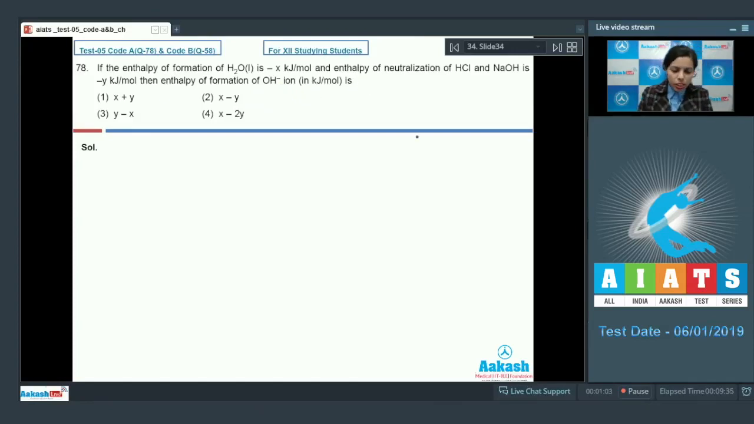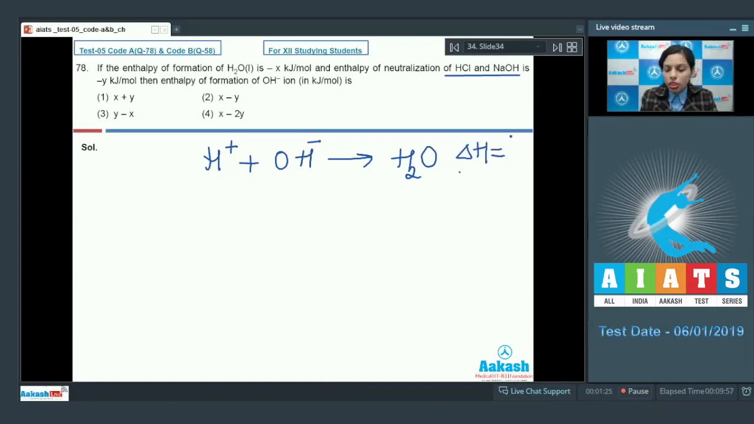Basically in this particular question we have one acid and a base, and the neutralization process would be there, and during that neutralization HCl is giving 1 H plus ion, NaOH is giving 1 OH minus ion to give you H2O. This is the process, and for this particular process the change in enthalpy is minus y kilojoule per mole. So this is the enthalpy of neutralization process.